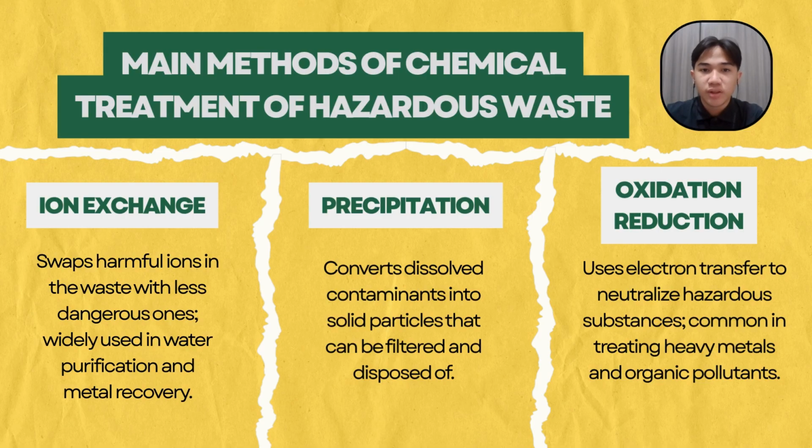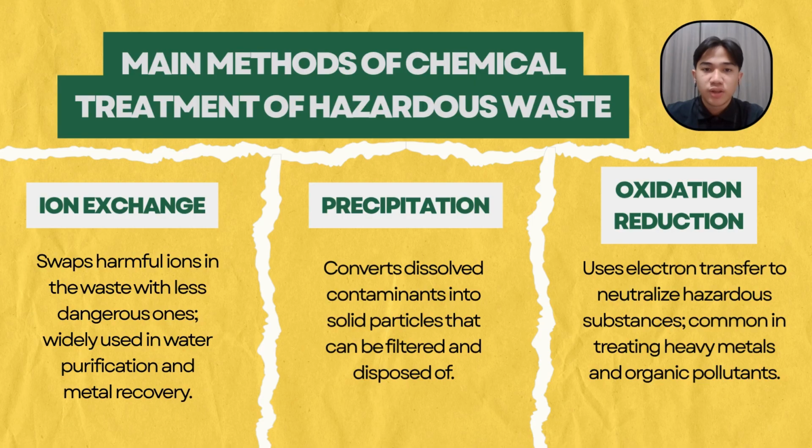The next one is precipitation. Chemical precipitation involves adding chemicals to a liquid waste to form solid particles, or precipitates. These are then filtered out, and this is especially effective for removing heavy metals, suspended solids, and phosphate from wastewater.